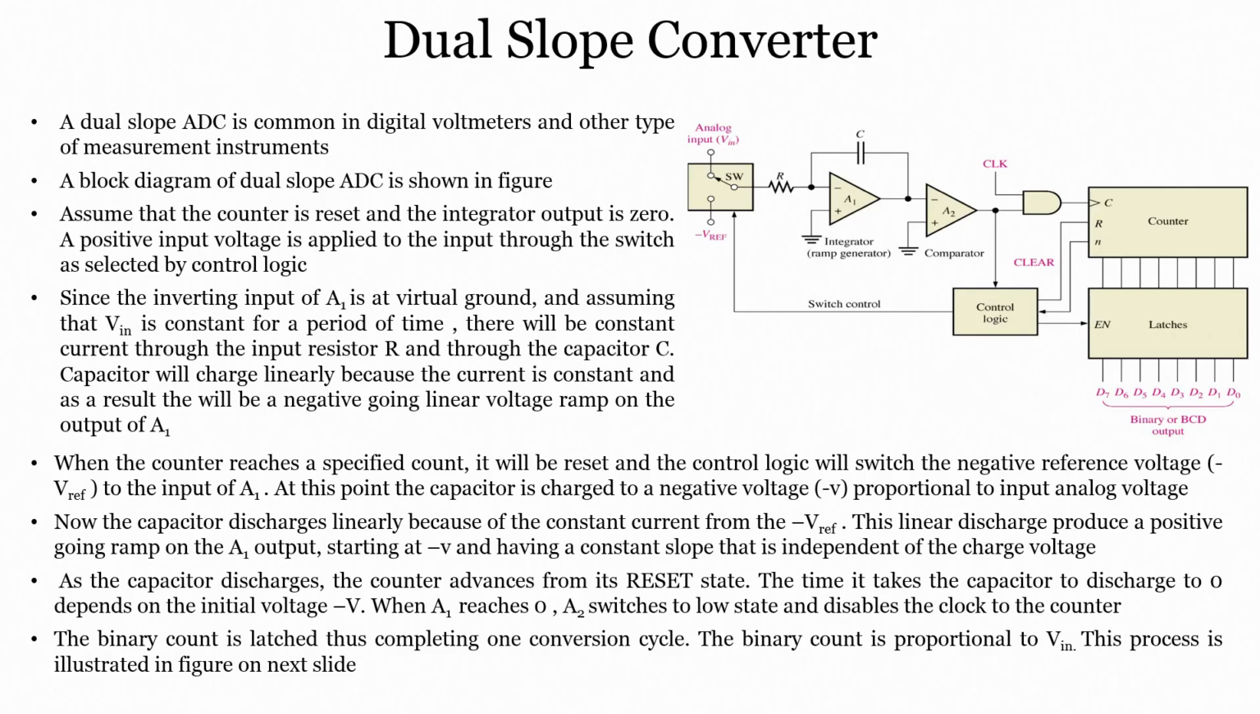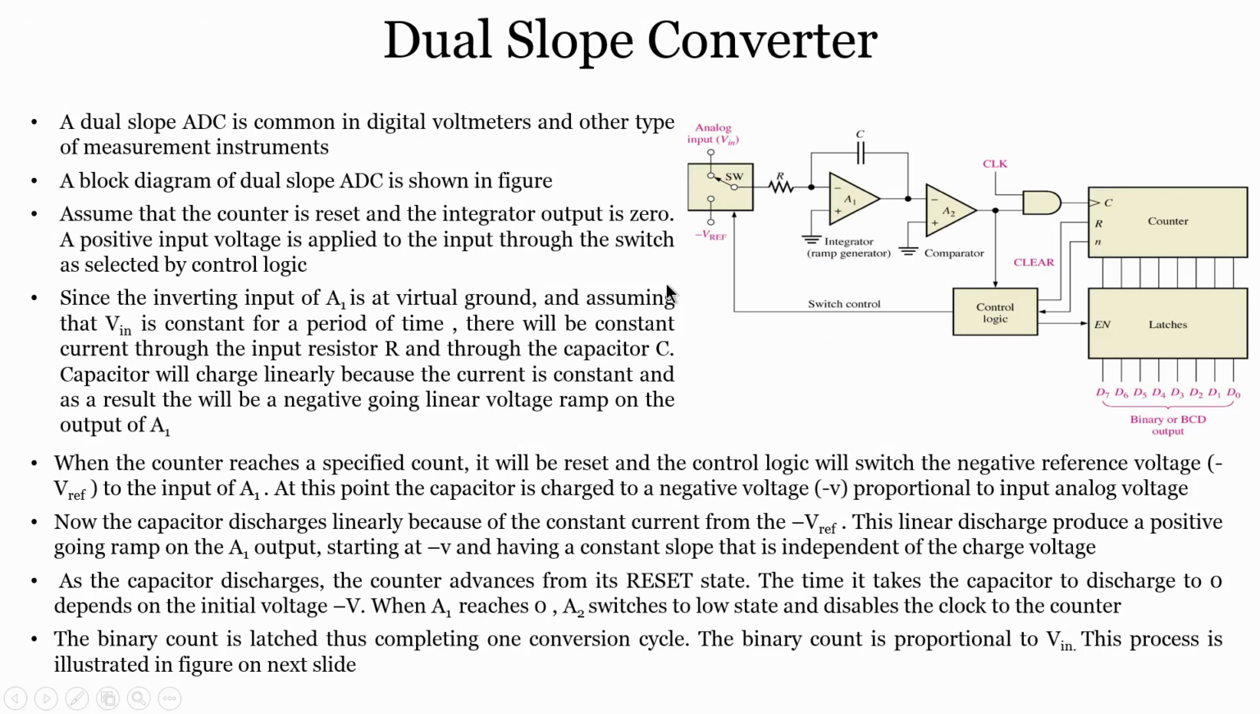Now, this is the flash ADC, but if you want to understand another kind of ADC, which is a dual slope ADC, let us see how it works. A dual slope ADC is common in digital voltmeters and other types of measurement instruments. A block diagram of the dual slope ADC is shown right over here, where it consists of the analog input signal, a switch, an integrator or ramp generator, and a comparator with a control logic.